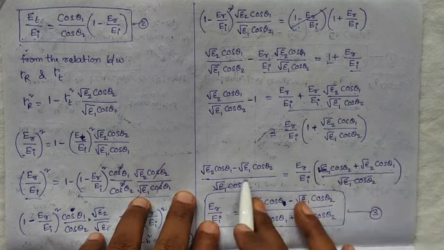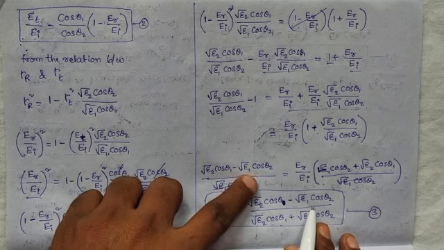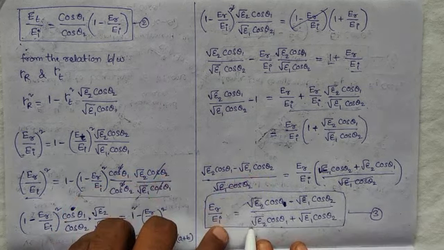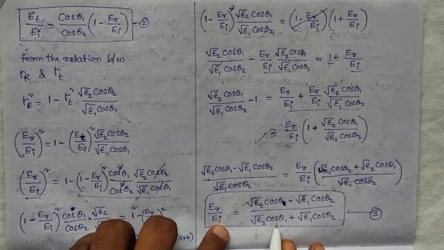Here, ER by EI is equal to (root epsilon 2 cos theta 1 minus root epsilon 1 cos theta 2) by (root epsilon 2 cos theta 1 plus root epsilon 1 cos theta 2). From Snell's law, sin theta 1 by sin theta 2 is equal to what? Root epsilon 2 by epsilon 1.